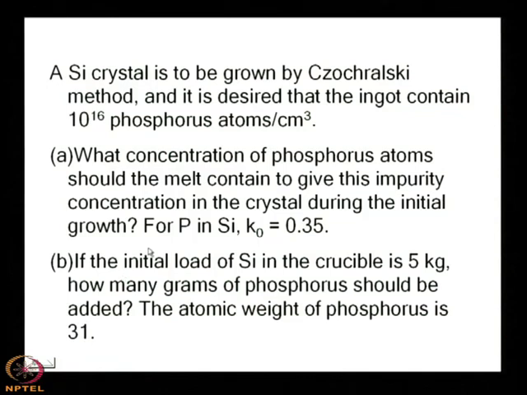So, there are two parts. One part is what concentration of phosphorus atom should the melt contain to give this impurity concentration. What is the impurity concentration? 10 to the power 16 phosphorus atoms per centimeter cube. Another thing is how many grams of phosphorus should be added. So, here for this problem, first you have to calculate C s. You calculate C s.